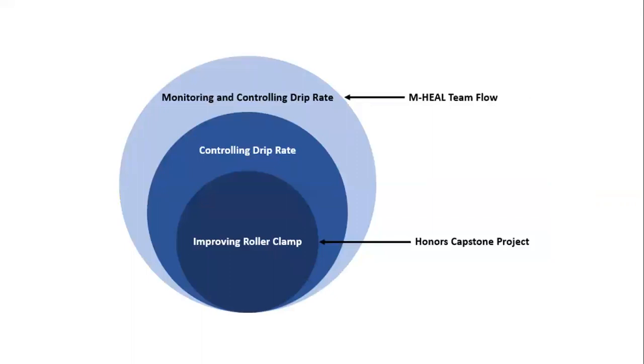For this capstone project, I opted to narrow the scope of what Flow is doing and focus on the controlling aspect of IV drip rates, and in particular, improving the roller clamp itself. That was the aim of this capstone project.